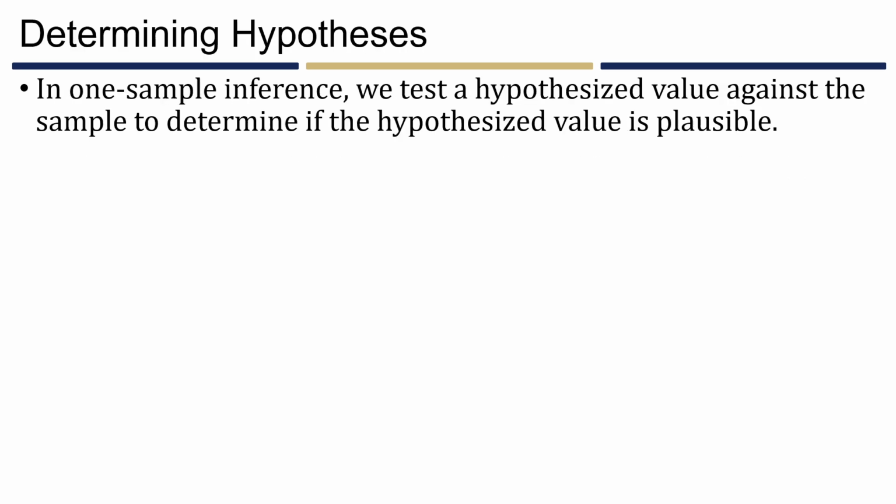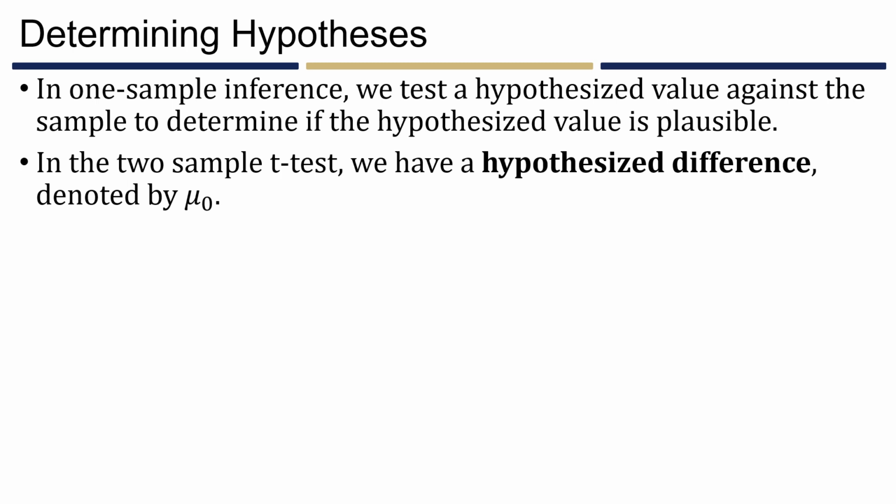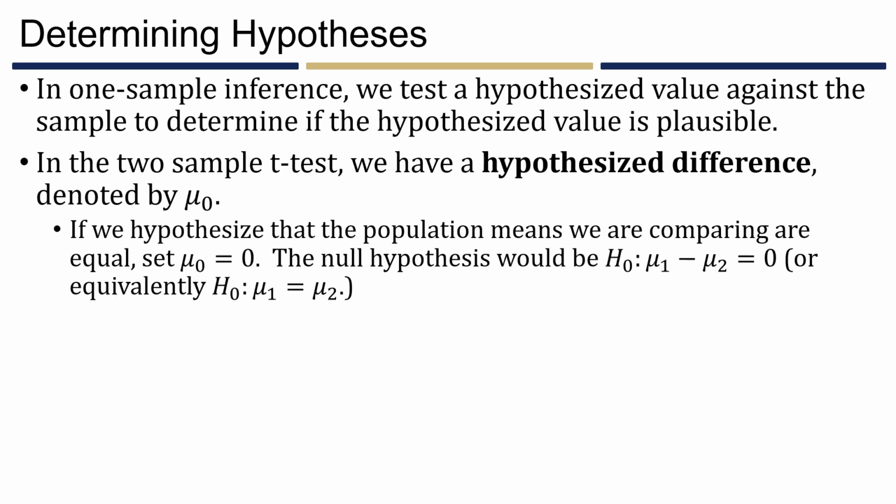Now in one sample inference, what we did was we tested some hypothesized value against the sample to determine if that hypothesized value was plausible. Now in the two sample t-test, or the difference of two means t-test, what we have instead is a hypothesized difference, which is denoted by mu naught. Now, if we hypothesize that the population means that we're comparing are actually equal to one another, then we're going to set mu naught equal to 0. In this case, the null hypothesis is going to be that mu1 is equal to mu2, or alternatively, we could subtract mu2 over to the left-hand side and rewrite the null hypothesis as mu1 minus mu2 equal to 0.